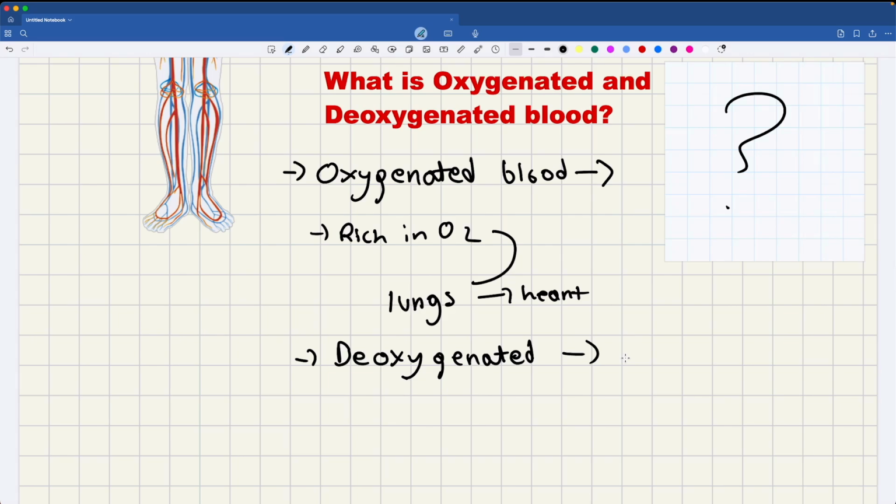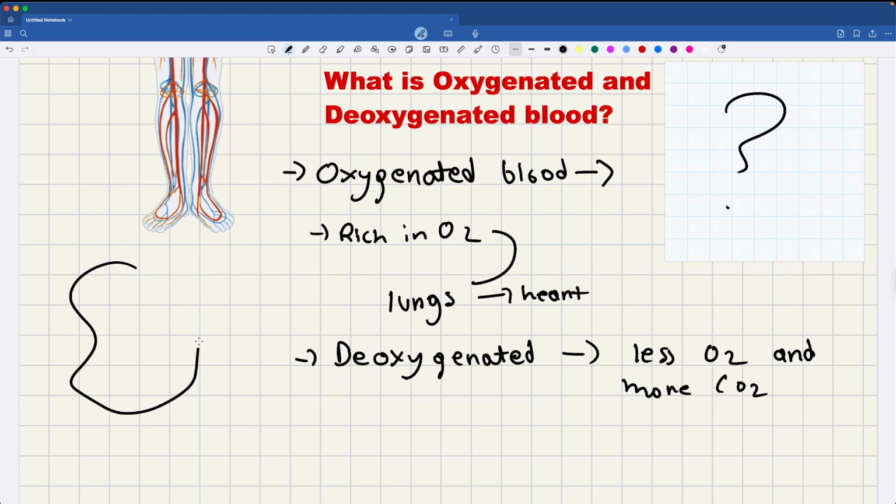Let's look at what deoxygenated blood is. As the name suggests, it has less oxygen. It has less O2, and interestingly, it has more CO2. Where does the CO2 come from? The CO2 comes from the cells. Suppose you have cells that are constantly going through metabolism, so they are producing CO2 at a constant rate through respiration.